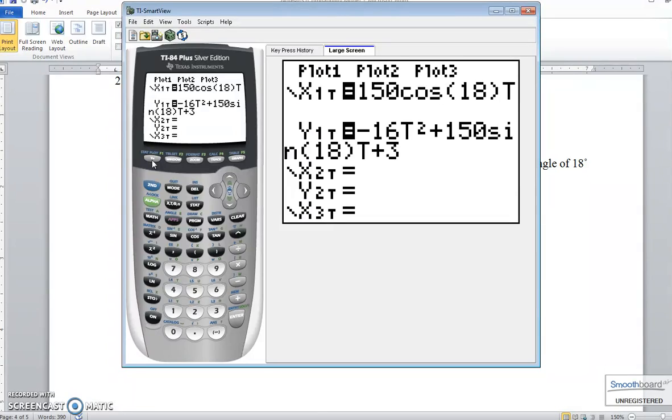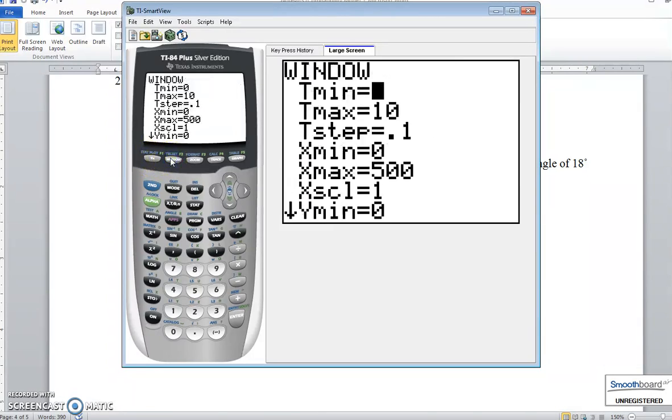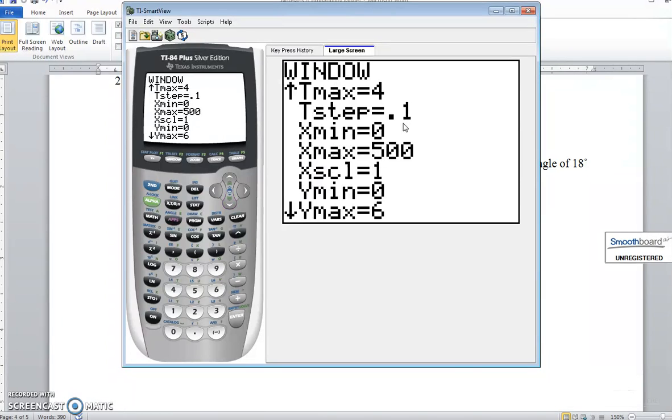Maybe we talk about window settings a second. Time, it's not going to take that long for this baseball to travel, so I might just go to 4 seconds. I'm still going to keep it at 0.1 for my T-step. My X min and X max, that's how far the ball is going. So I think going to 500 feet makes sense since our wall is at 400. And for our Y max, how high do I think the ball will go? Maybe I'll put in 50 feet for now.